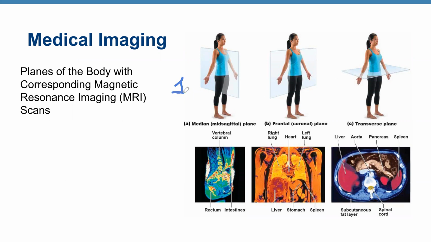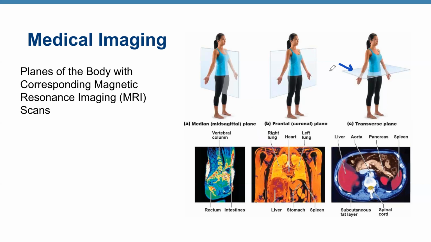So the first one is the mid-sagittal or medial plane, which divides your body into right and left parts. And here's the corresponding MRI image. So you can see the spinal vertebral column. You see part of the abdominal and pelvic cavity represented by this median or mid-sagittal plane. The second plane shown here is frontal or coronal, and it divides your body into anterior, or front, and posterior, or back. And here's the corresponding image.